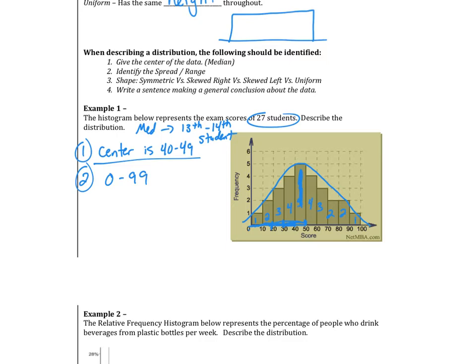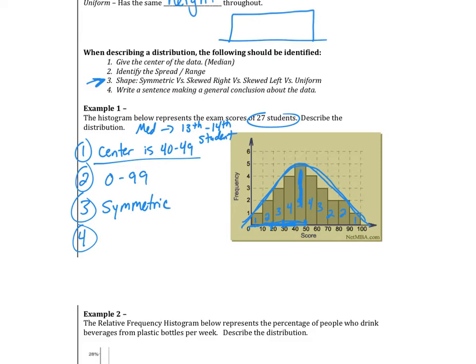And what would you describe the shape as in step 3? The shape would be skewed left, skewed right, uniform, symmetric. This one I would say is symmetric. Notice how it's kind of even as you go up and you come down. It doesn't tail off either direction.